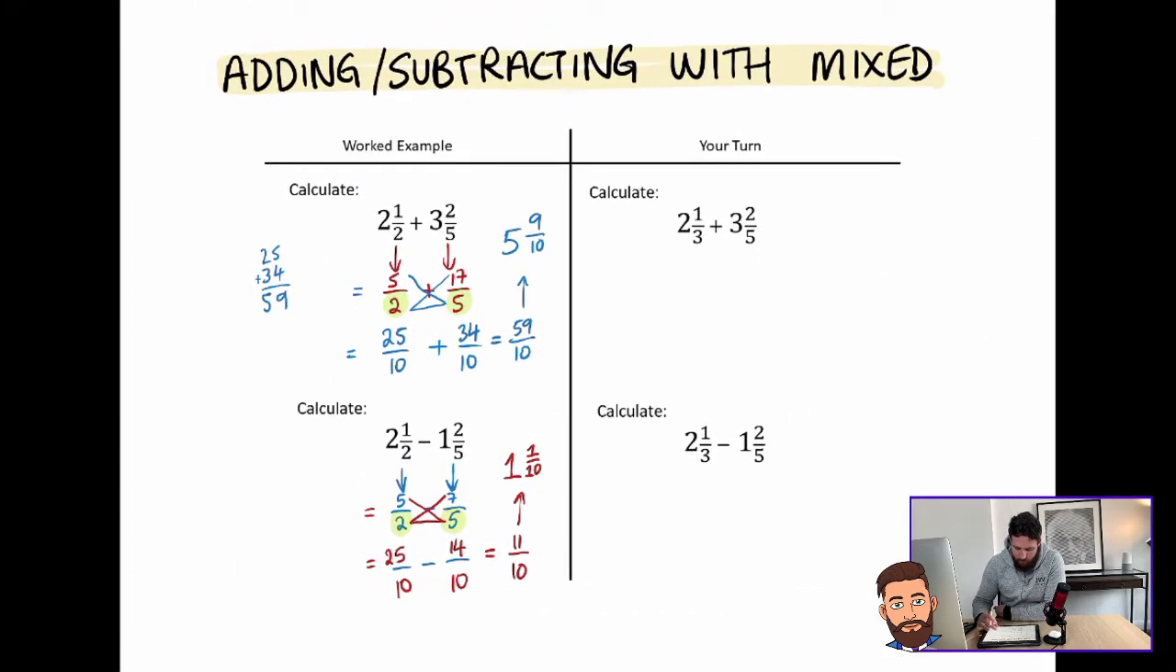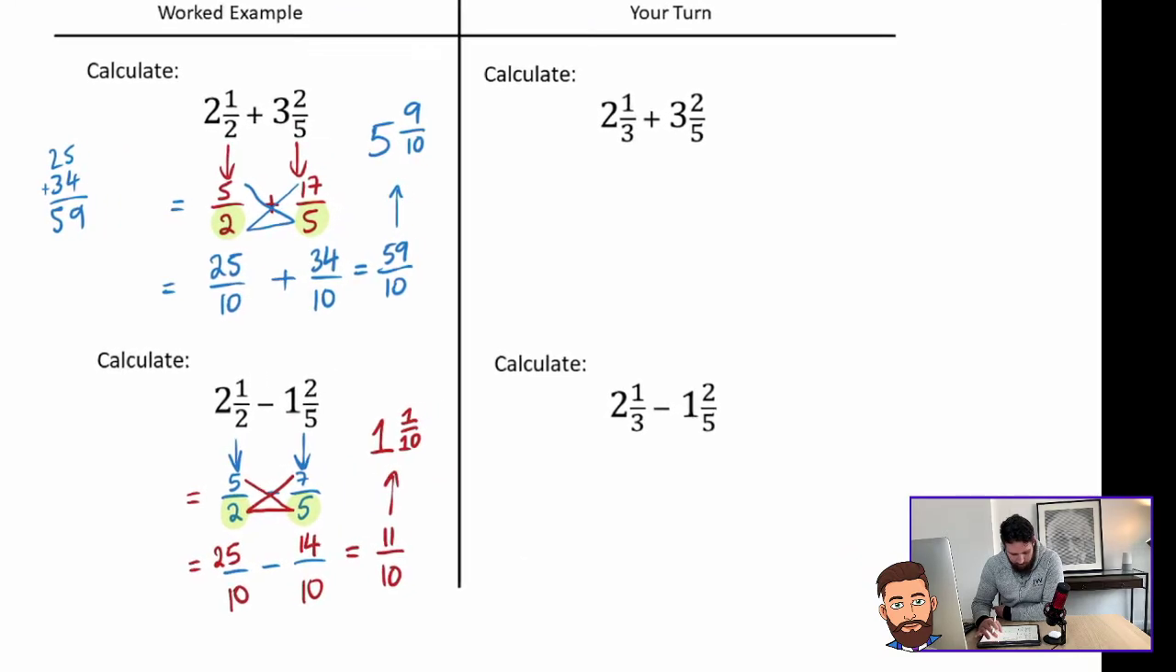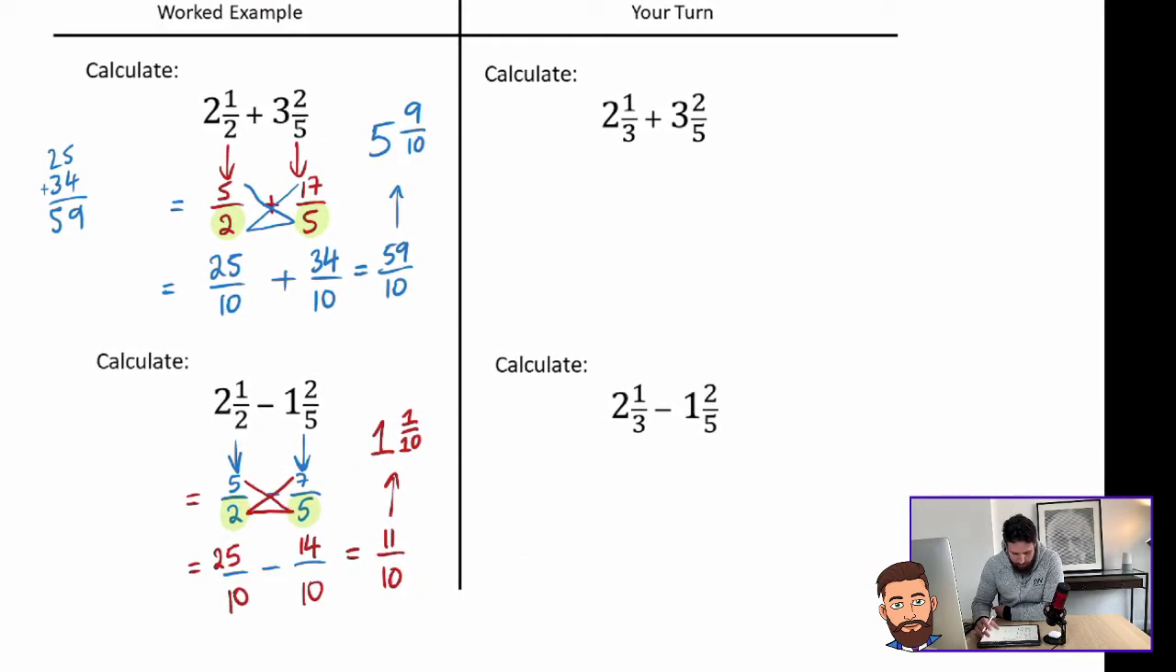So that leaves you to have a go at those ones. So you can pause the video, see if you can replicate the method. I'll explain it. Then you've got plenty of fraction questions to have a go at.